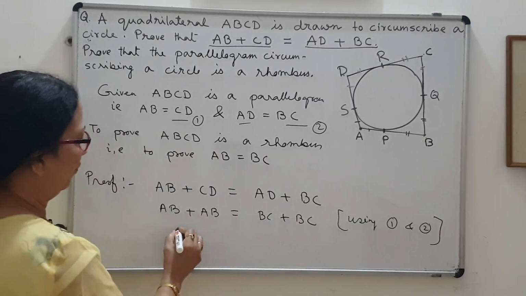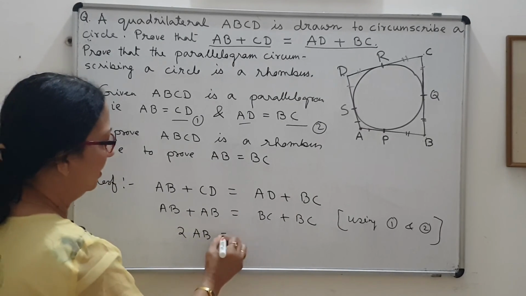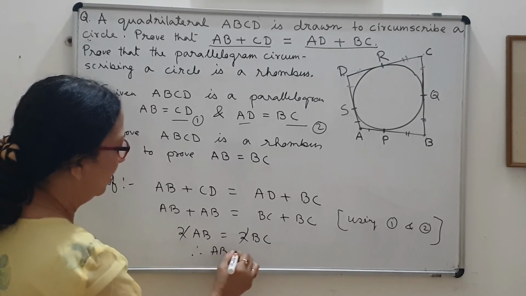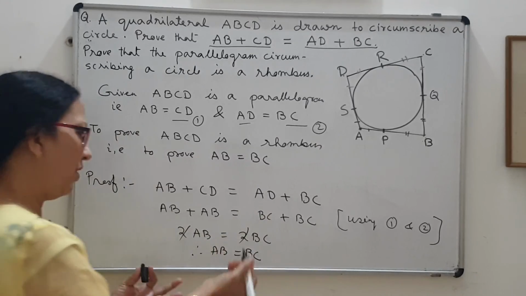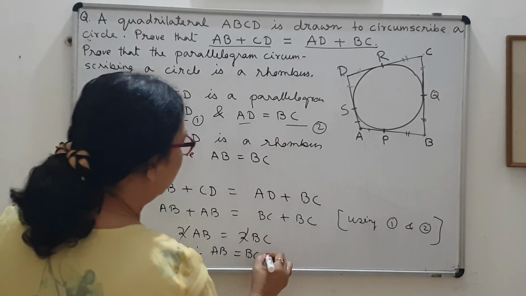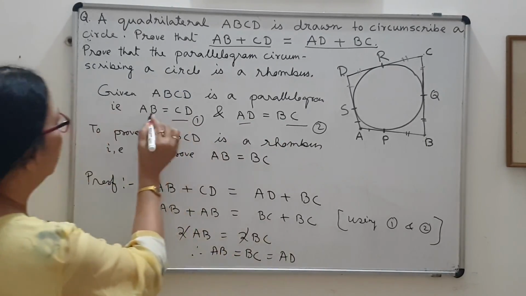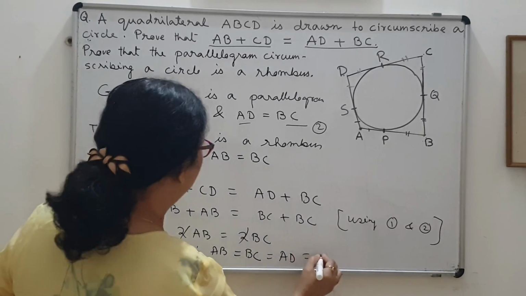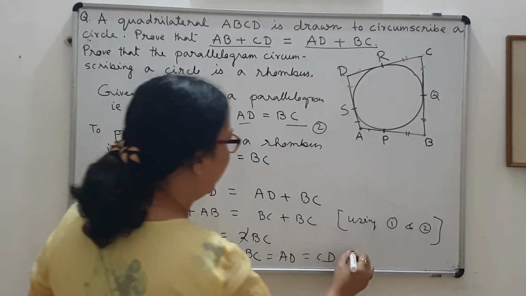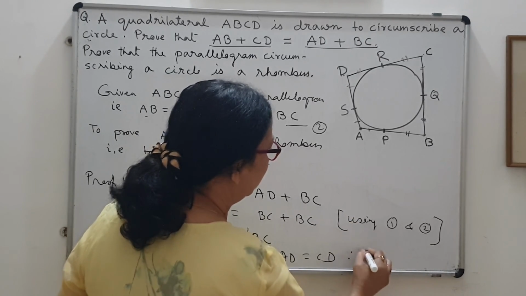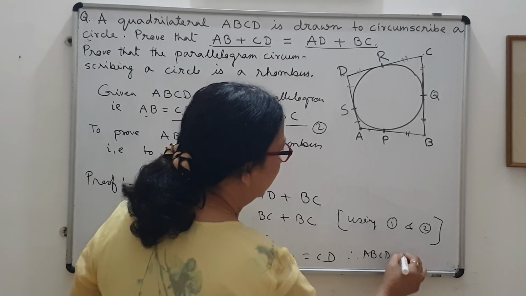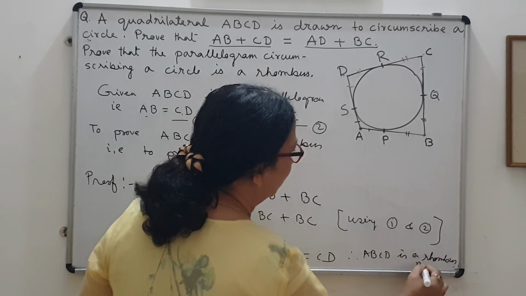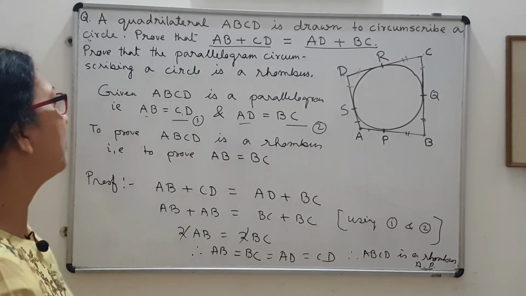So it is now proved. Twice of AB is twice of BC. So AB is equal to BC. Or we can write one more step: BC is equal to AD, and AB is equal to CD. So all the sides are equal, therefore ABCD is a rhombus, hence proved. So it was an extension of the previous problem.